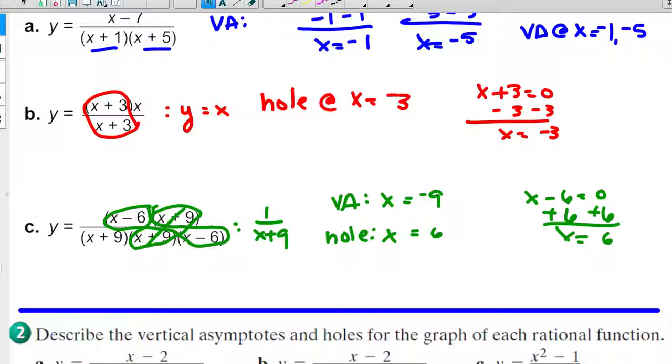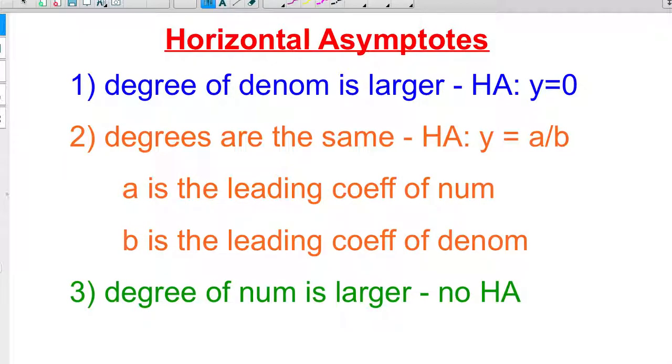All right, now let's go ahead and take a look at the final example that we have. But before we do, I want to review the summary box from the textbook. But the thing is, the summary box from the textbook is a little bit cumbersome, so I tried to cut it down to this to make it as easy as possible for you. The first one, if the degree of the denominator is larger, then your horizontal asymptote is y equals 0. If the degrees are the same, then your horizontal asymptote is y equals a over b, simplified of course, a representing the leading coefficient of the numerator, b representing the leading coefficient of the denominator.